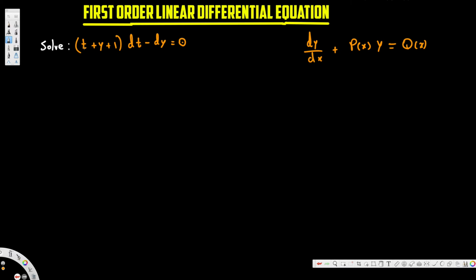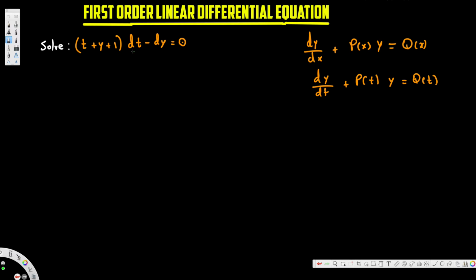But here we have t, so instead of x we can replace everything with t. Like we can also write it as dy over dt plus p of t y is equal to q of t. Okay, in this case it's going to be like that. Now let's see how we can bring this one in this pattern.